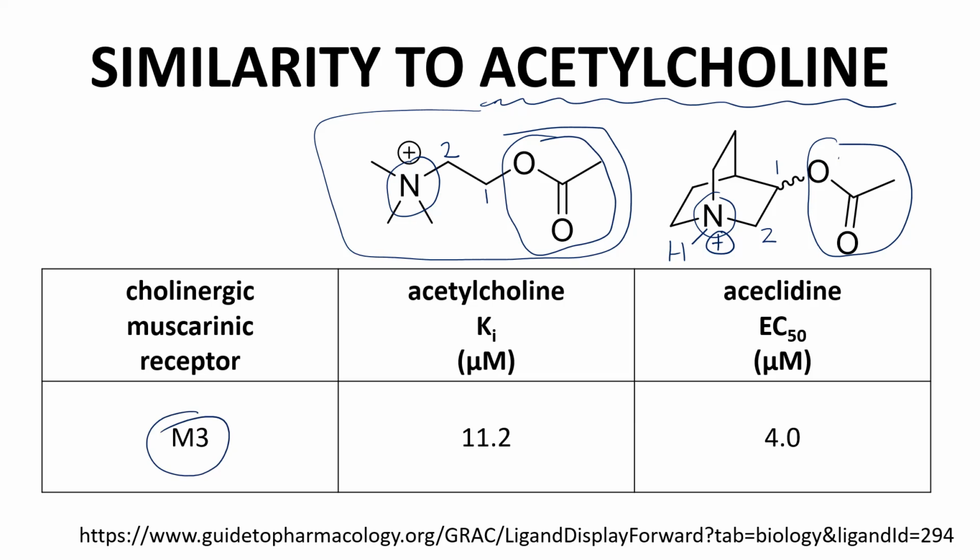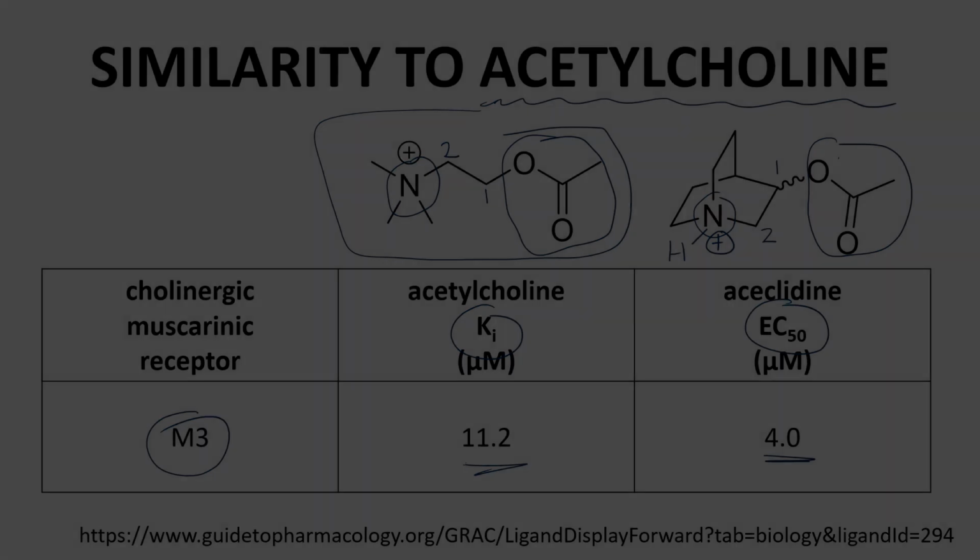On this slide are potency values for both compounds on the M3 receptor. The potencies are similar. I admit that you cannot directly compare Ki and EC50 values, but at least these do fall within a similar range. Single-digit micromolar is not a high potency, but keep in mind that aceclidine is administered directly to the eye. The drug does not need to achieve a high systemic concentration, just a reasonable concentration in one's eye.